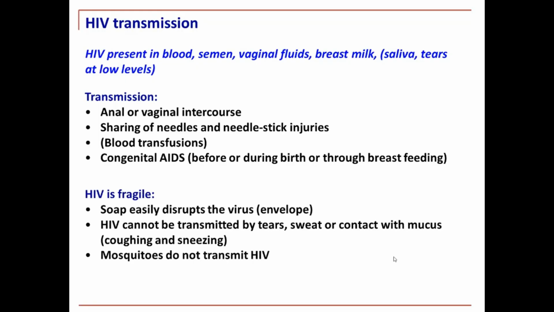HIV is also very fragile. Because it's got a lipid envelope, which is a plasma membrane made of lots of lipids, soap easily disrupts the virus because of that envelope. And HIV can't be transmitted by tears, sweat, or contact with mucus through coughing and sneezing, even though people did in the early stages think it could, hence some of the urban myths that were floating around for a long time. And mosquitoes also do not transmit HIV.